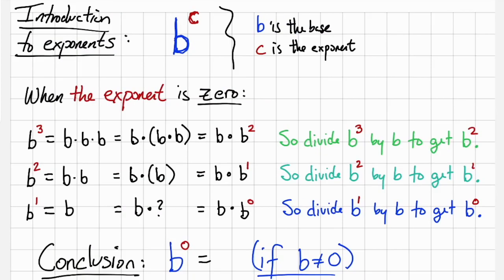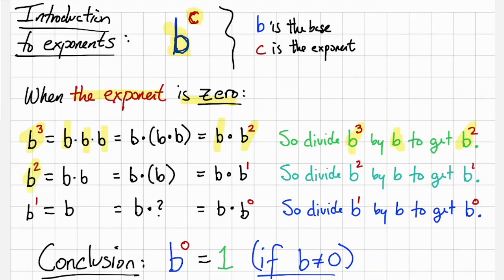Let's talk about another case of b to the cth power, when the exponent c is equal to 0. You may know that the answer is 1, but do you know why? Here's some intuition. When we take b cubed, we can write that as b times b times b, or in other words, as b times b squared. So that means that if we start off with b cubed and we divide by b, we get b squared.